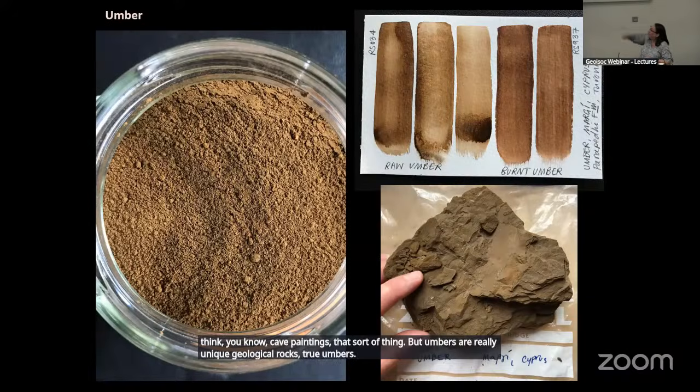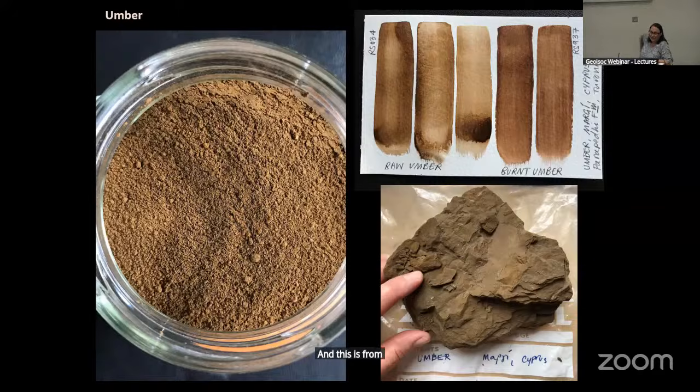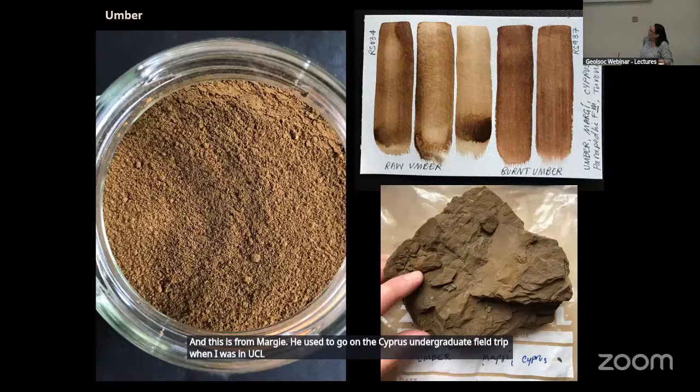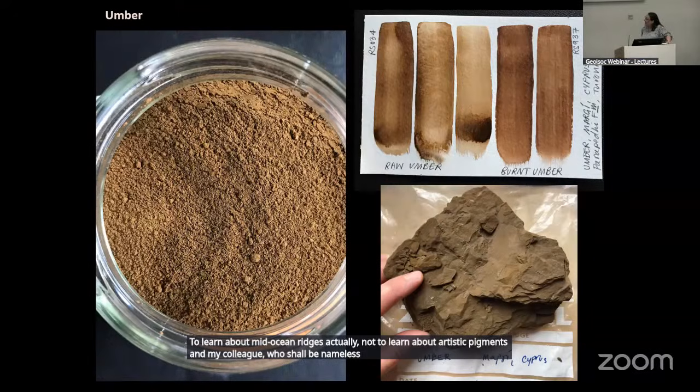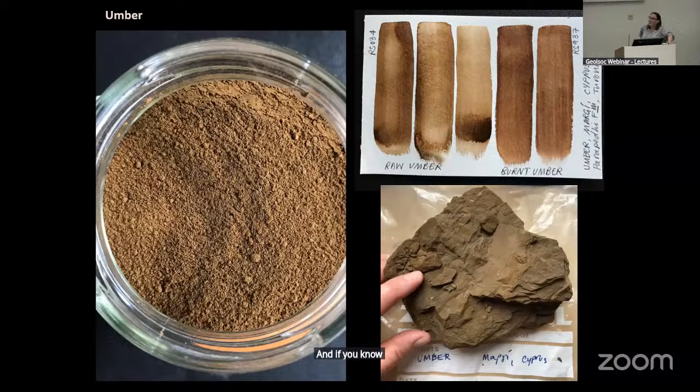And this is some from Mica. I used to go on the Cyprus undergraduate field trip when I was in UCL Earth Sciences, and we always went to the umber pit to learn about mid-ocean ridges, actually, not to learn about artist pigments. And my colleague, who shall be nameless, always used to tell us that this is where Leonardo got his pigments to paint the ceiling of the Sistine Chapel. And if you know, you know. He didn't paint the ceiling of the Sistine Chapel. That was Michelangelo. Anyway.